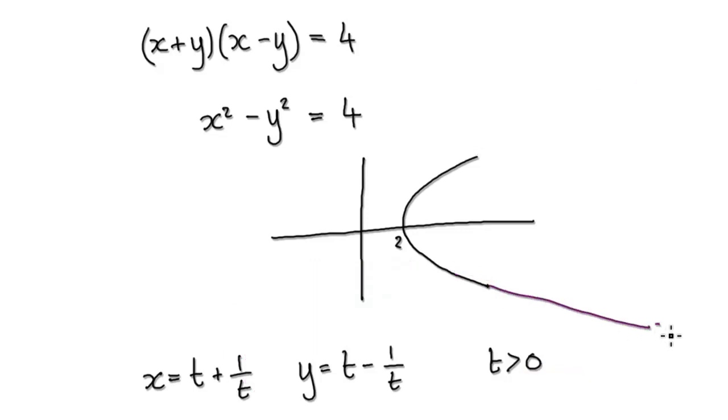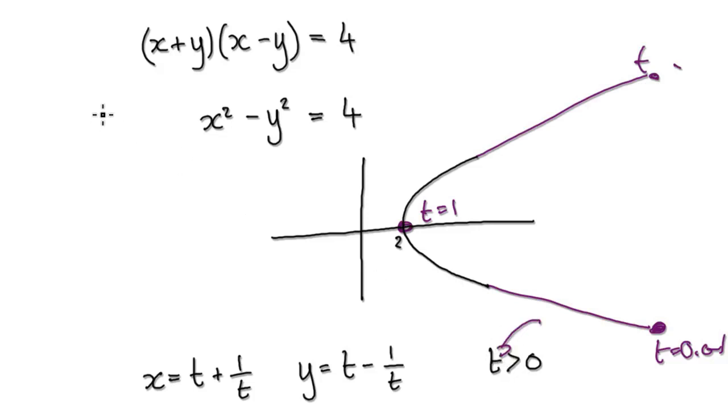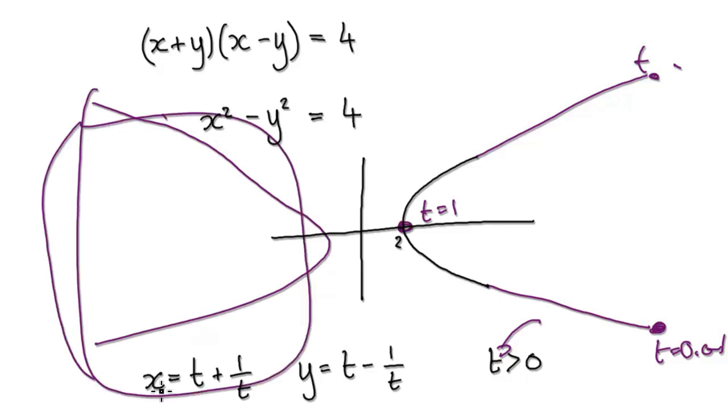So when t is very, very small, let's say 0.000, it will be somewhere here. When t equals 1, it would be here. And then when t is very, very big, it would be somewhere up here. Now, if you consider t to be negative, this bit here you have to think for yourself, okay?